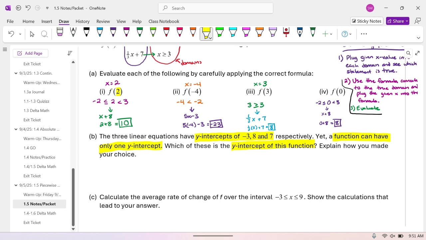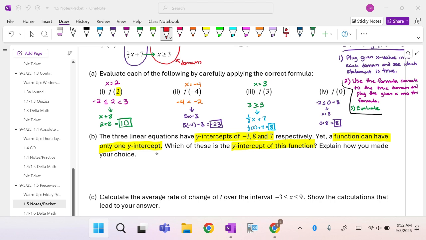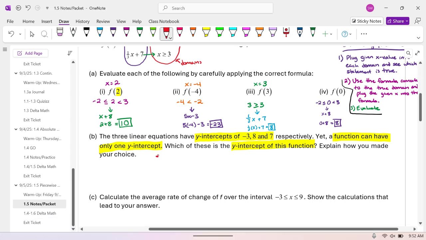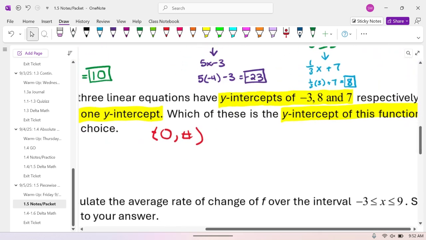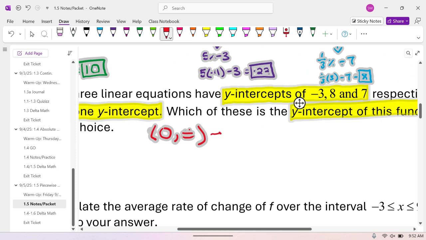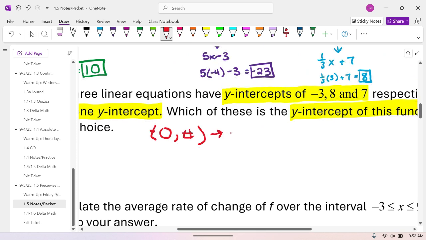So let's think about this logically. If you were to write a y-intercept as a point, think about it. If you're on a graph, that means it's on the y-axis. How would you write that as a point? It'll be 0 and then some number, right? That's how we would write it. So that would be the point for our y-intercept.